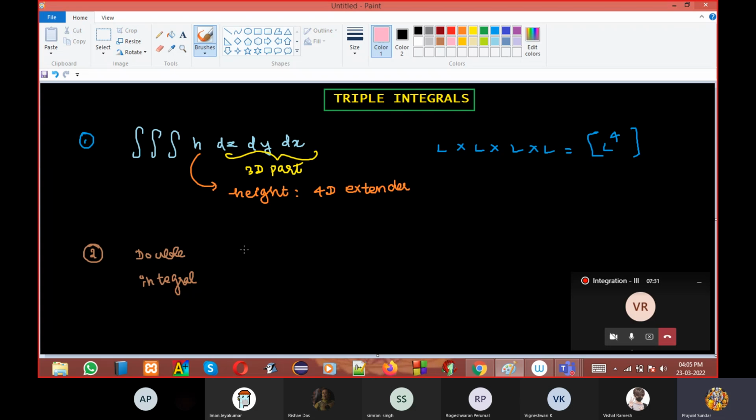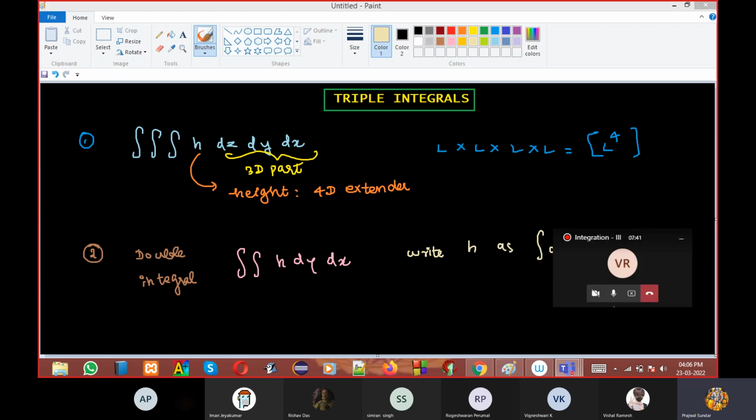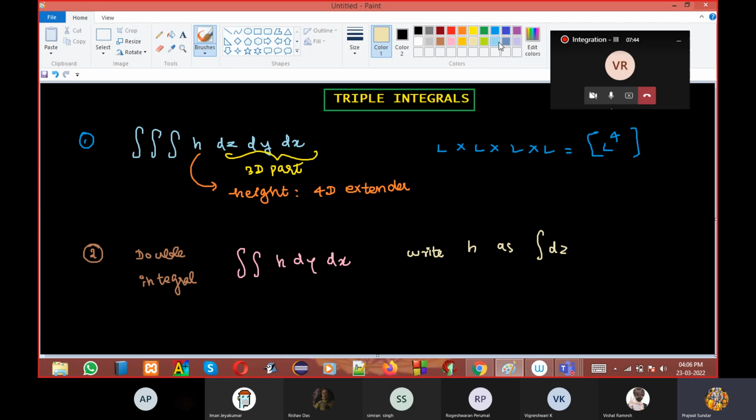Another way to visualize is, take the double integral itself. How will the double integral be? It will be like this. What you are doing is writing the height function as an integral of dz. The height function itself, you visualize as another integral. Then it becomes a triple integral and you are finding volume. Most of the time, the majority of cases, we will be doing this only. In the double integral, what I told you as the height function, that height function we are writing as another integral. So now it becomes a triple integral and we are calculating volume.